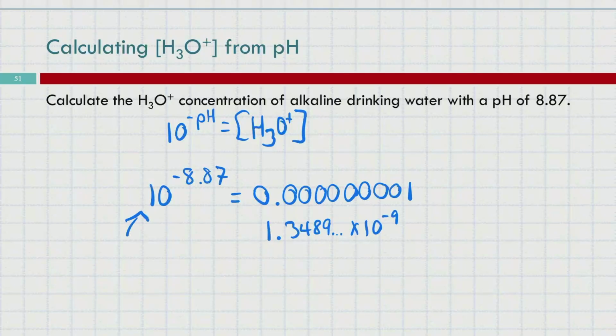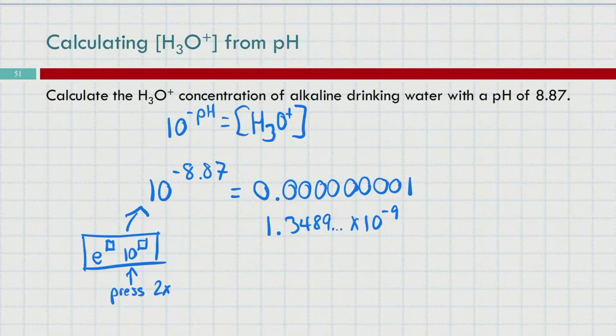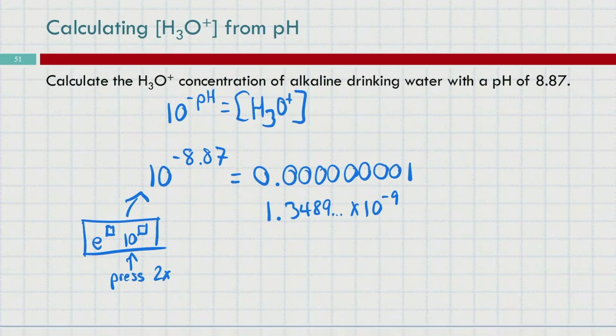The button that I use to get that, there's E with a box, and then 10 with a box. If you press that button 2 times, you get the 10 with the box, and then you just put the number that you want in the box. To get this 1.3489, et cetera, times 10 to the minus 9, you can put your calculator in scientific notation mode.